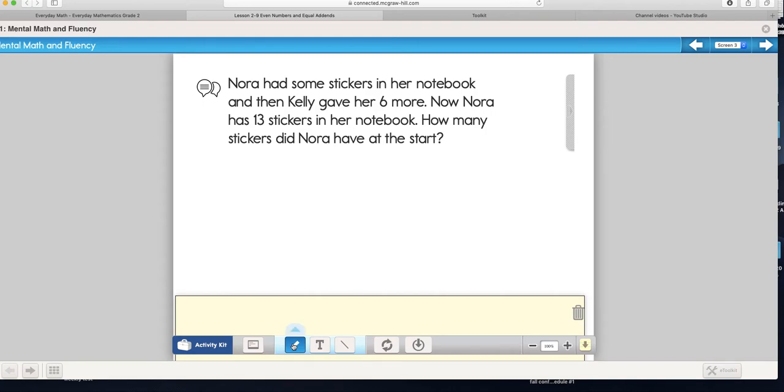I'll get my pen ready to go here. I need to see a whole math problem, not just one number. I need to see the whole number model, the whole math problem, either an adding problem or a subtracting problem. Nora had some stickers in her notebook, and then Kelly gave her 6 more. Now Nora has 13 stickers in her notebook. How many stickers did Nora have at the start?